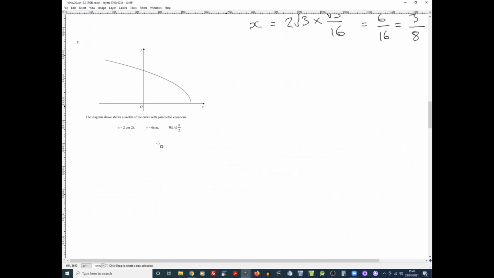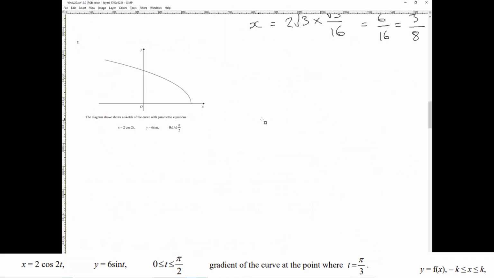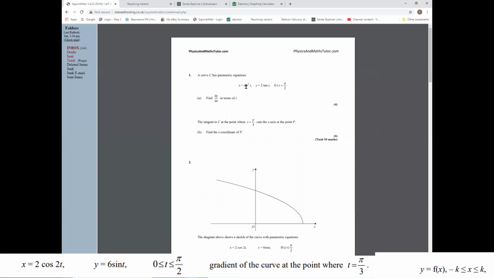And the question. Okay, so the diagram above shows a sketch of the curve with those parametric equations. We probably recognize it as what kind of Cartesian equation in general. We suspect what kind of Cartesian equation, if they ask us. Is it exponential?